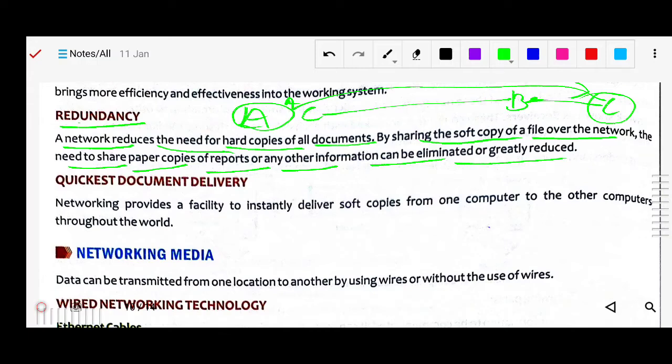Next is your quickest document delivery. Networking provides the facility to instantly deliver a soft copy from one computer to another throughout the world. As you have seen on the internet, any data or any file you want to share with any other person across the world, across the globe, it can be shared. Okay. Now, these are the advantages.